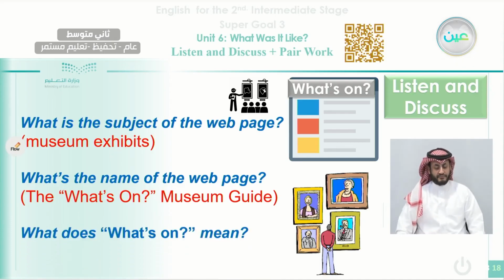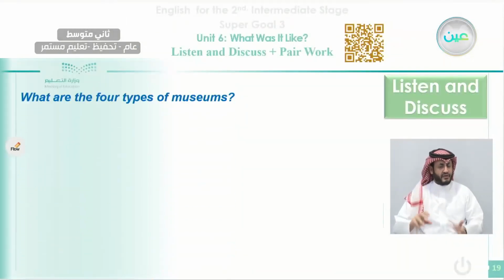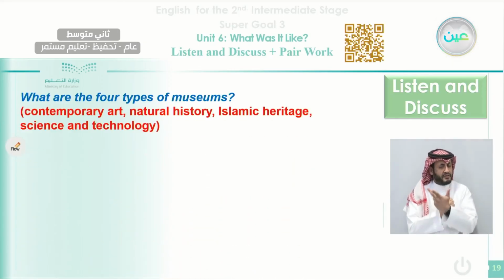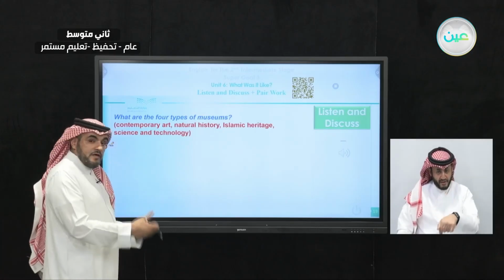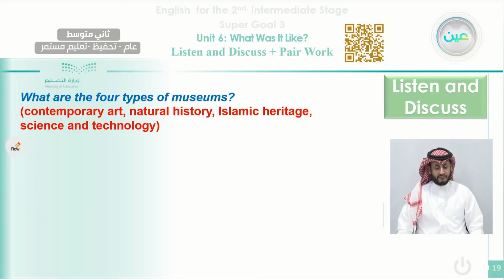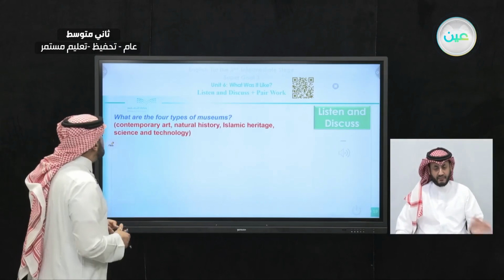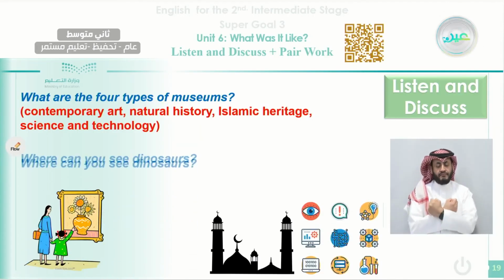Okay, what does what's on mean here? It means what's happening, as we said before. Another question here, what are the 4 types of museums? They are contemporary art, that means the recent art, the art that is in the same time. Natural history, okay, that is for the previous time, that is talking about nature. Islamic heritage, we talk about handwriting or Arabic calligraphy. And the last one is science and technology.